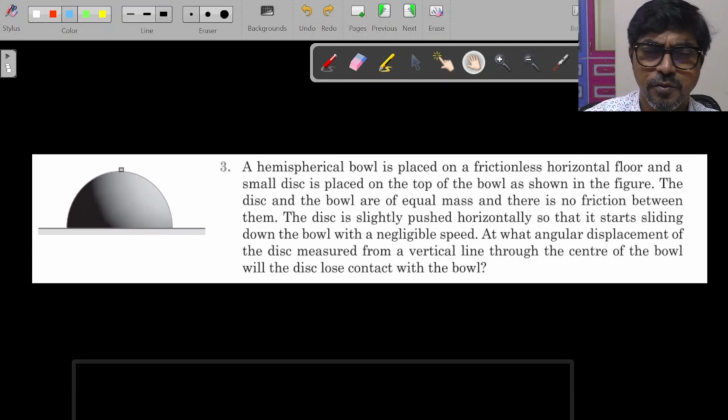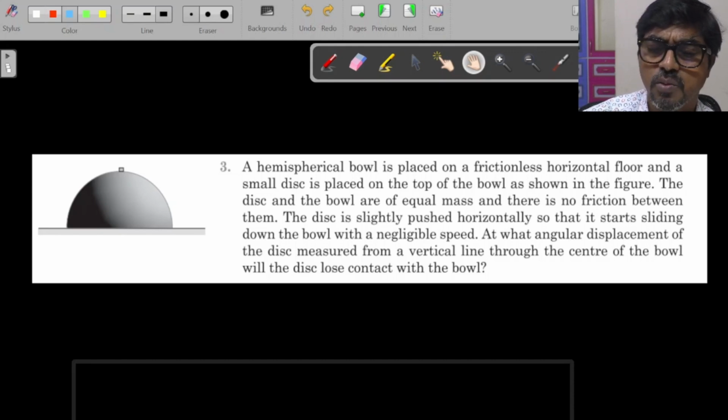Hello everyone, welcome back to another very challenging, interesting question from System of Particle taken from Pathfinder right in front of me. I will be reading from here. So let's get into it. First let me read the question, and after that we will discuss how to solve it.